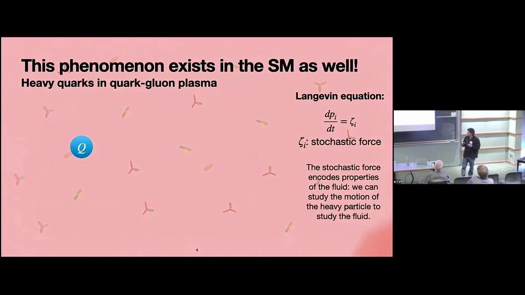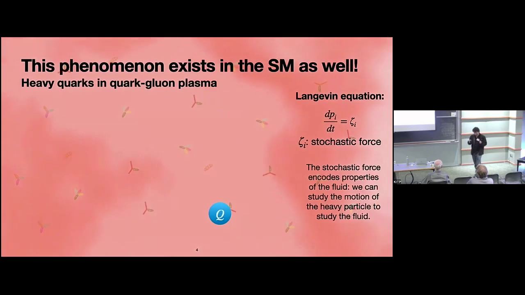Now, back to particle physics. You can actually set up a very similar problem using standard model degrees of freedom. You can think of putting a heavy quark in the middle of quark-gluon plasma and asking how it moves around. And in principle, there's no reason not to expect something like this. Of course, I have to go through a whole lot of details to actually be able to arrive at a stochastic description such as this. But the idea is that this is a problem that you can set up in the standard model.